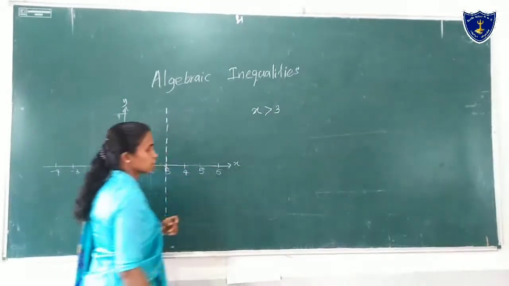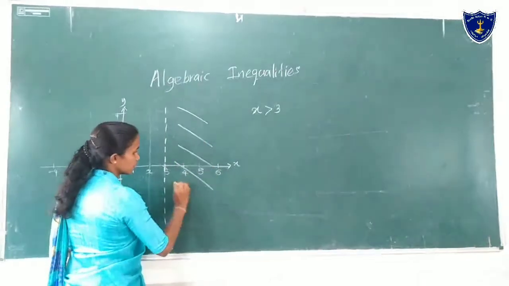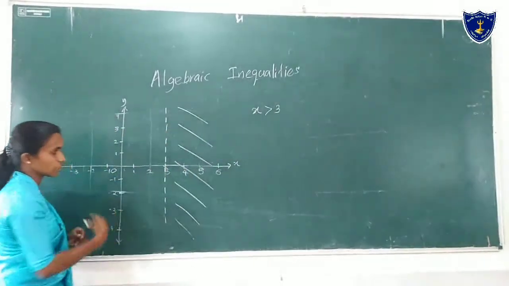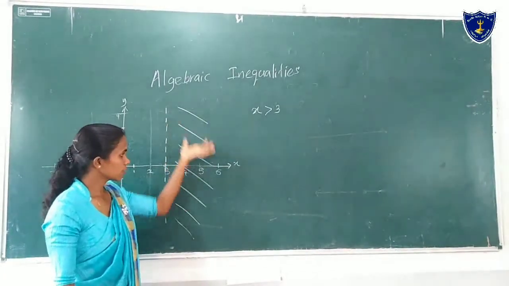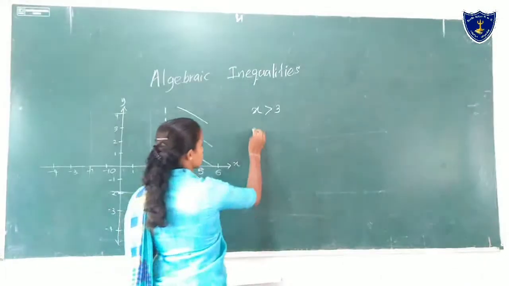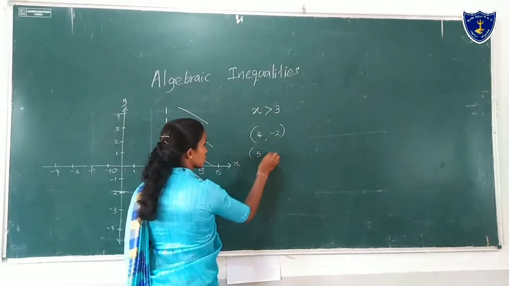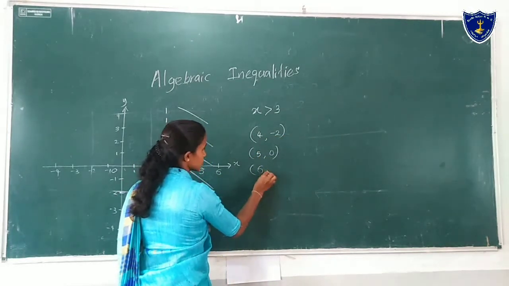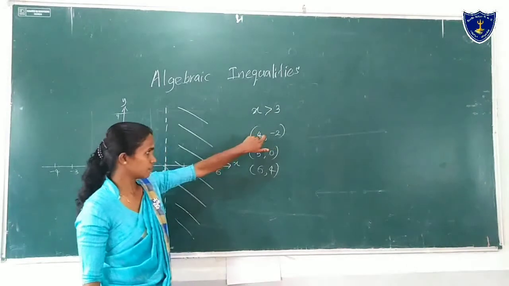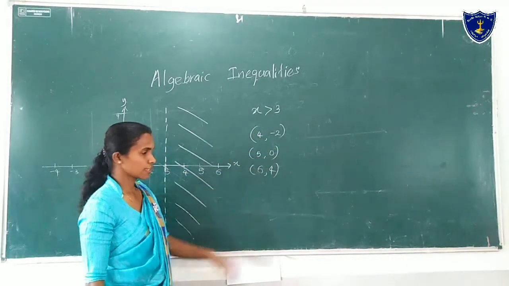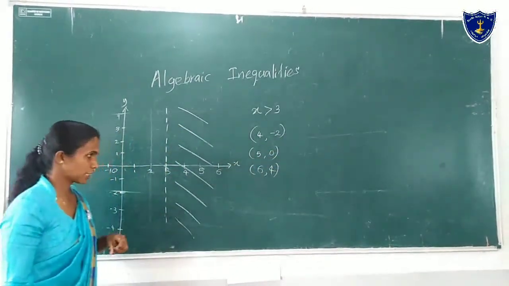X greater than positive 3. Greater than, so this is the region x greater than 3. Then let's find some coordinates of the points which belong to this region. The x coordinate should be greater than 3: 4, 5, 6, anybody. But the y coordinate may be 0 or a negative number or any positive value. It doesn't matter.